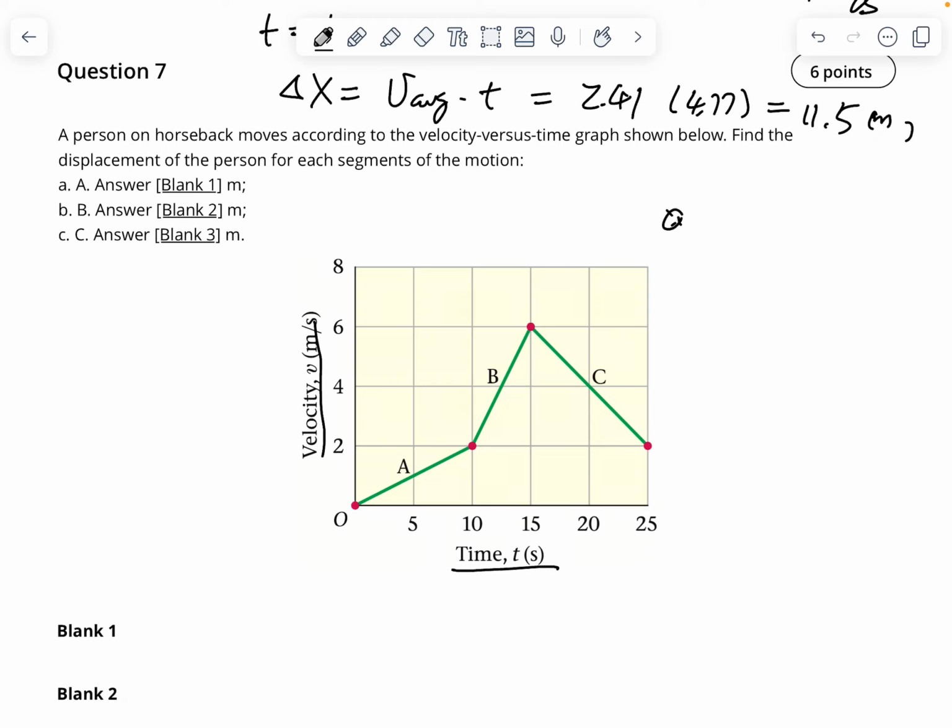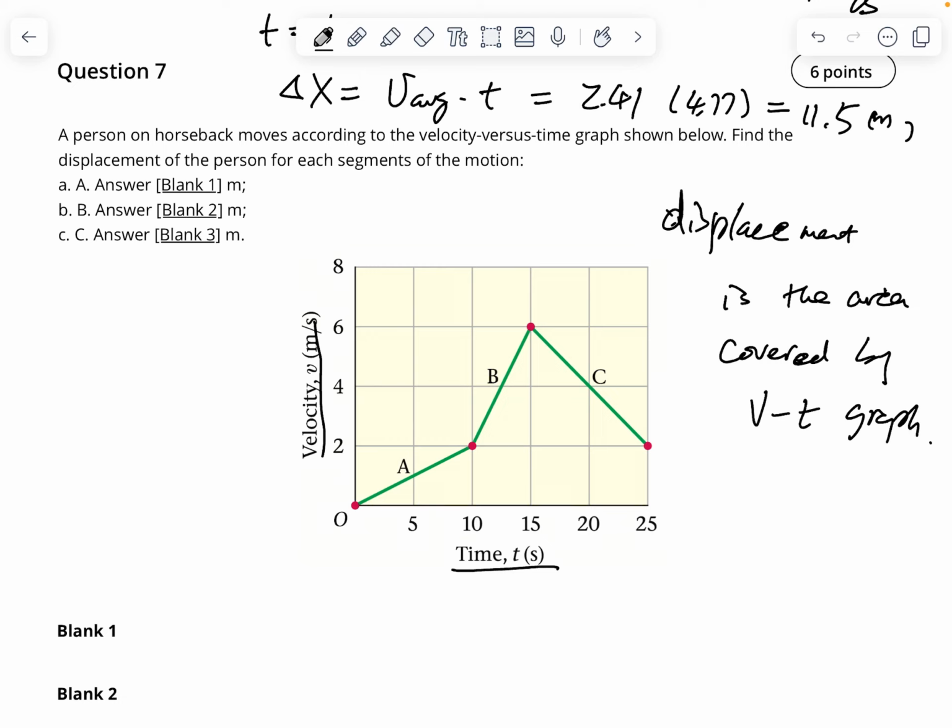Displacement is the area covered by the VT graph. So for segment A, you look at this area. For segment B, you look at this area. For C, you look at this area. You just calculate the area.